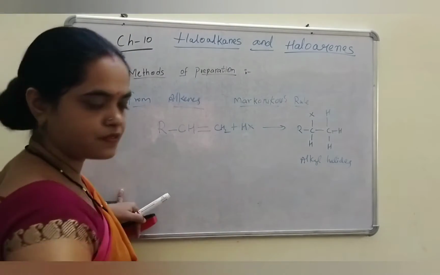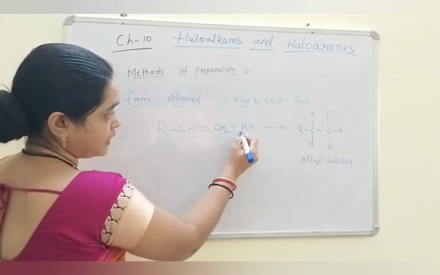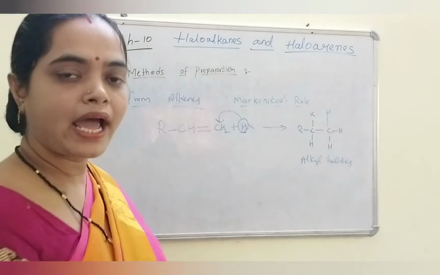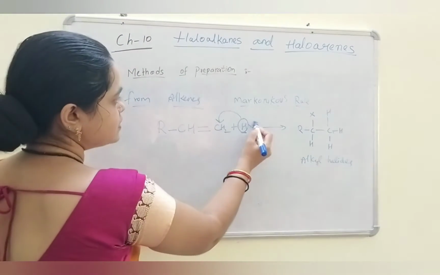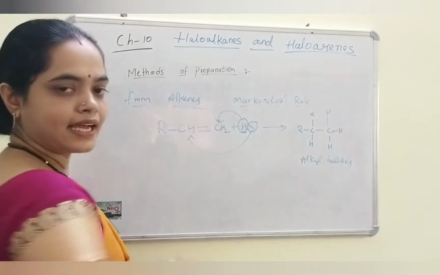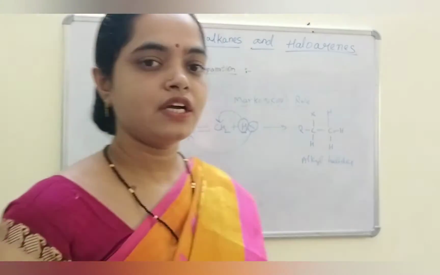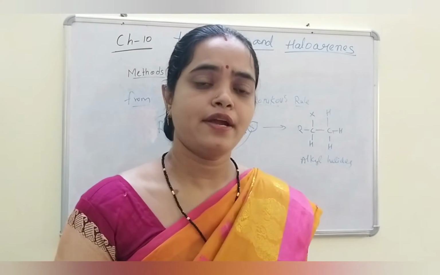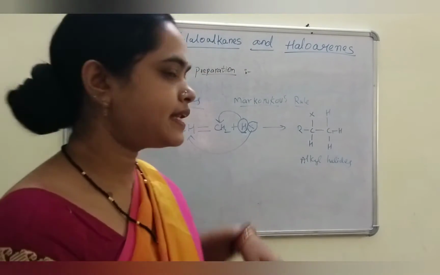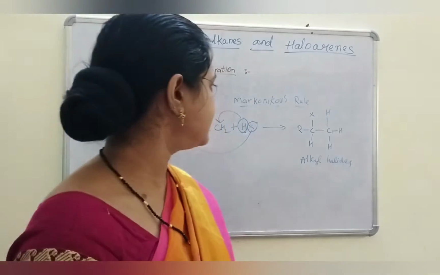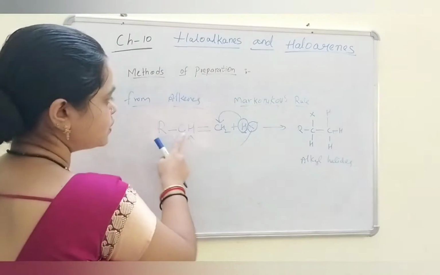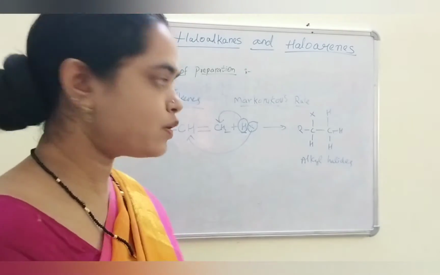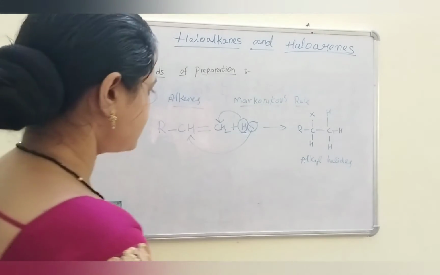In Markovnikov's rule, the hydrogen is attached to the carbon that has more hydrogen substituents, while the halogen is attached to the carbon that has alkyl substituents. When gaseous HX passes through the unsymmetrical alkenes, the halogen is attached to the carbon that has alkyl substituents, and the hydrogen is attached to the carbon that has more hydrogen substituents. This rule is very important.